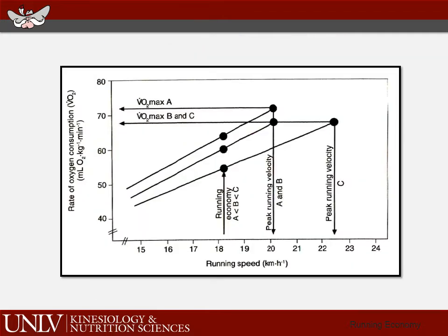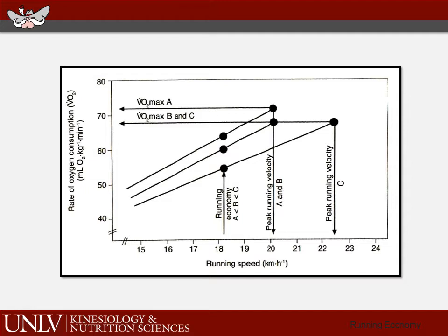But this is a very common graph, and this is from Noakes' book. The graph represents three runners. So you have runner A, runner B, and runner C. And if you can see, runner A has the highest VO2 max. B and C have the same VO2 max, but it's achieved at two different running speeds. So if you follow along this line, you can see there's a difference in their cost of running at the same submaximal speed, and that is dealing with that 18, 19, where you can see running economy there.